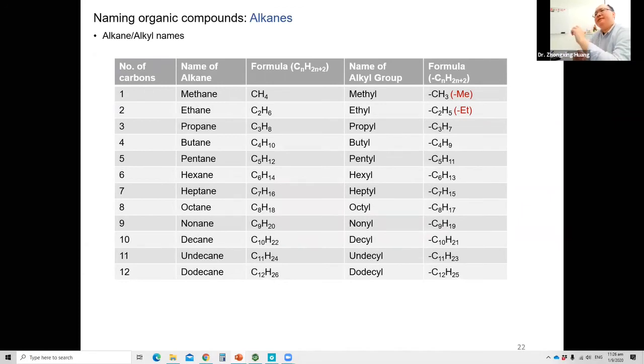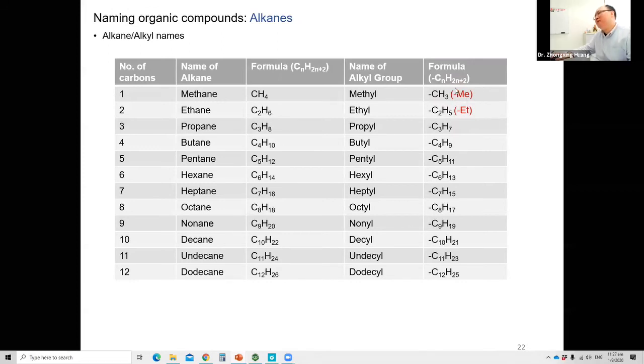I'm going to slightly touch on some of these naming rules, just to let you know what's really important here. So we have a list of alkane and alkyl names. You have methane, which is CH4, which gives the methyl group, which is CH3. In the rest of the class or in the exam, we normally use Me, which is short for methyl.